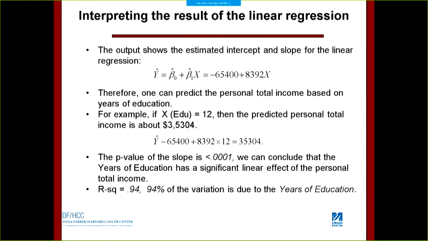Now, how do we interpret the results from the linear regression here? We have to estimate both the intercept and the slope, so I plug in the intercept and the slope to make the predicted regression equation. For example, because this is a negative value, some people may argue, why do you get a negative intercept? Why?